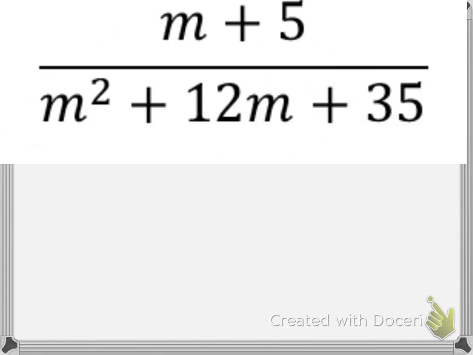Now, as you move on, what if the bottom is a situation where you have to factor it? Well, we look at, we see all this going on the bottom. And so we've got 15m squared plus 12m plus 35.